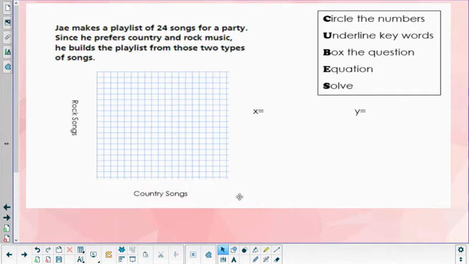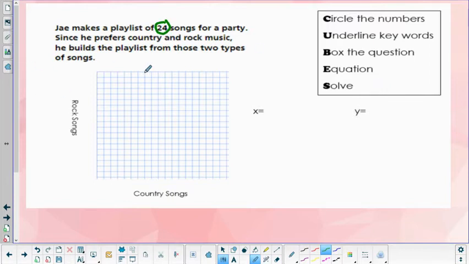Jay's making a playlist of 24 songs for a party. Since he prefers country and rock music, he builds a playlist from those two types of songs. So I like to use the cubes method for a lot of my word problems. For this one, there's not a whole lot to do. We could circle the numbers. We only have one, 24. Let's circle 24.